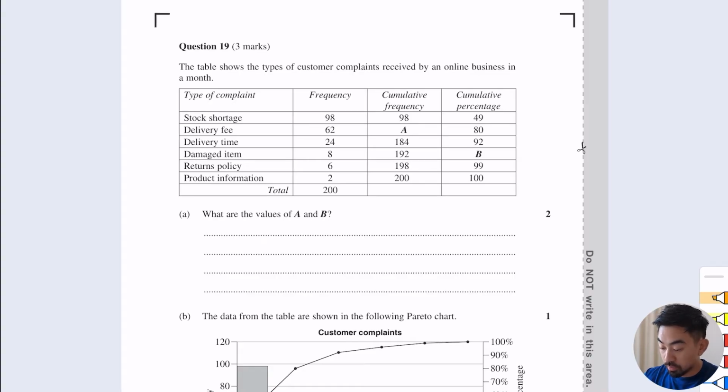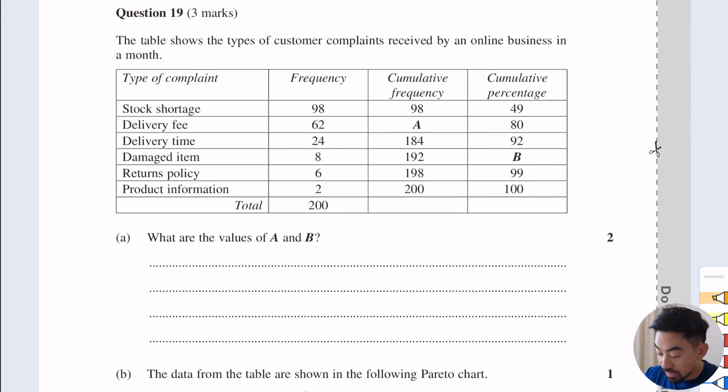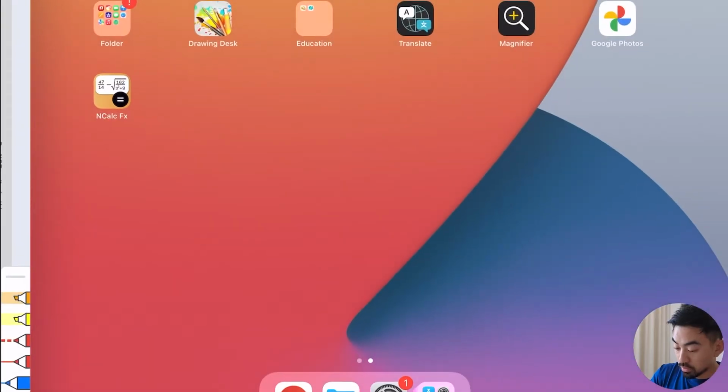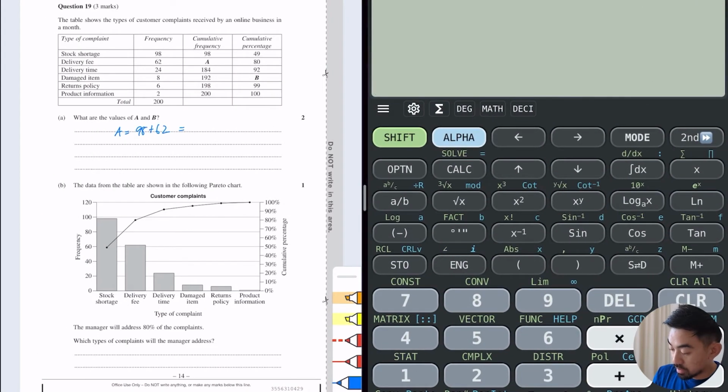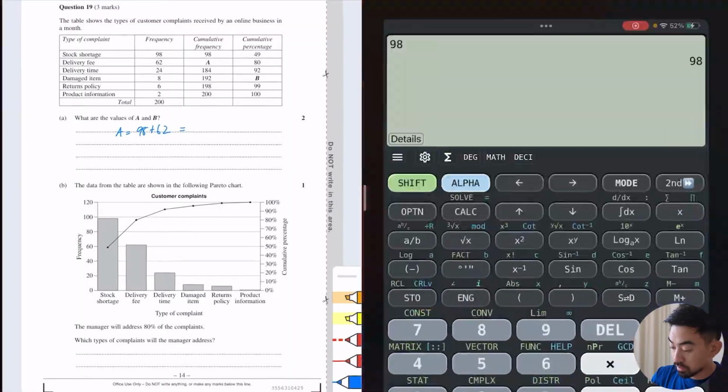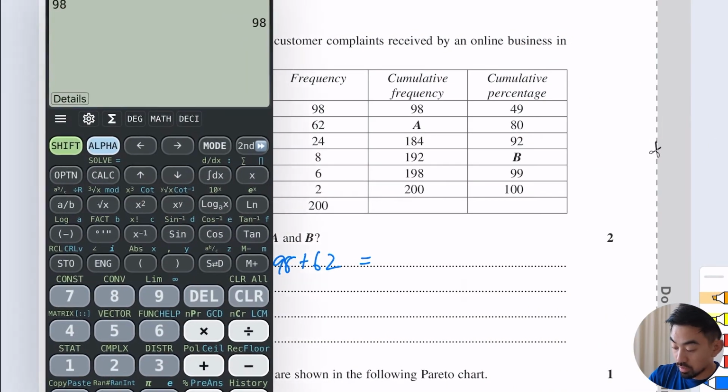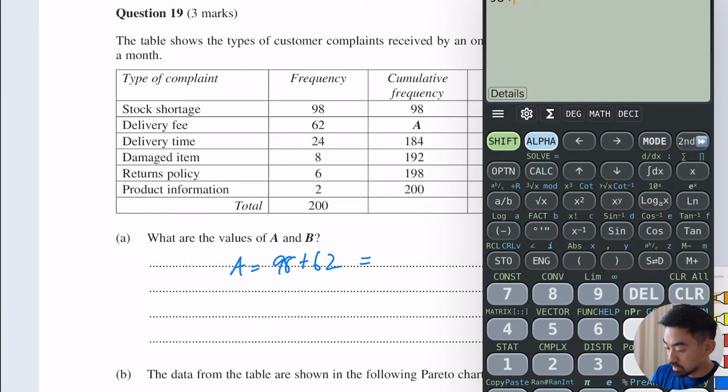Okay, so I know I'm adding these frequencies up as I go, so 98, 98. So 98 plus 62 should give me A. So what's that? 98, maybe I'll put it in here so you can see, plus 62. So that's 160.